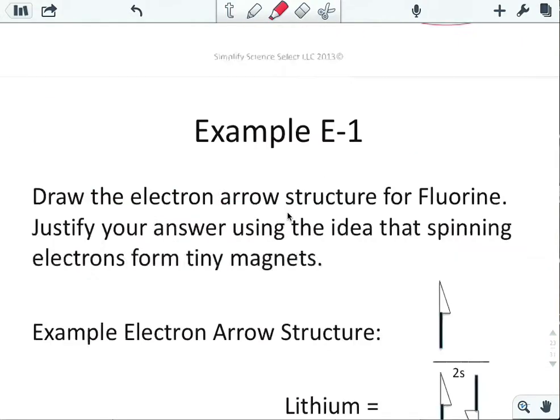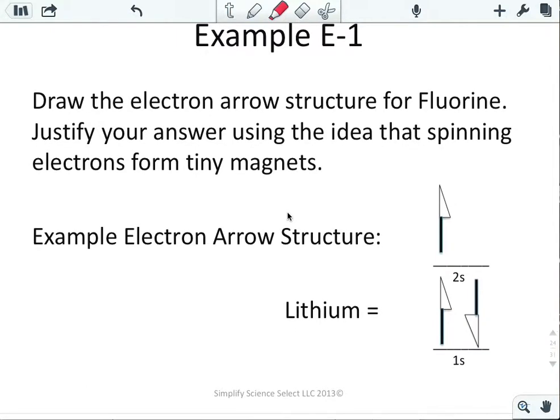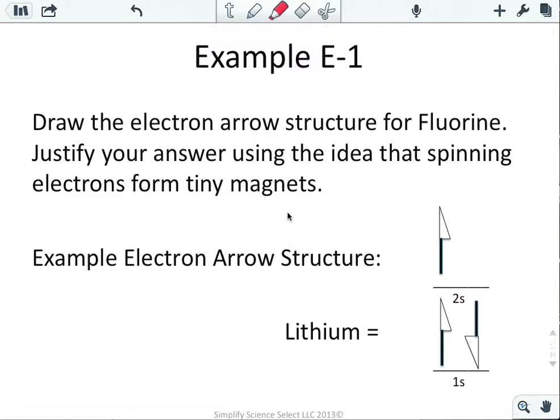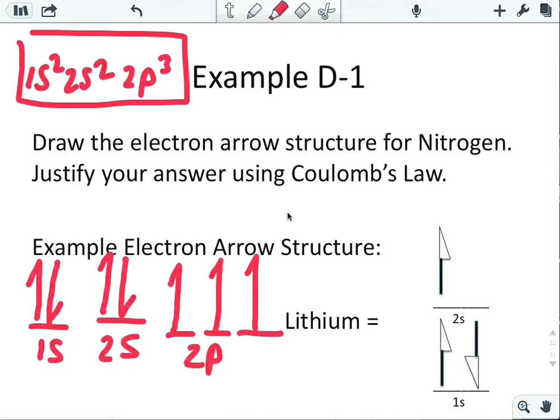So an example of this, looking at this, says draw the electron arrow structure for fluorine and justify your answer using the idea that spinning electrons form tiny magnets. So basically what's going to happen is as it spins, it forms a north and a south pole, and it creates this. And we have our fluorine one, which we've already done our example of. There is the one we did for nitrogen.